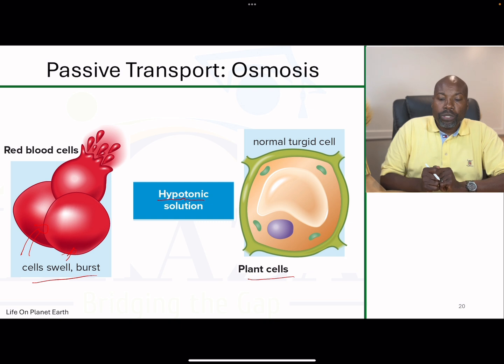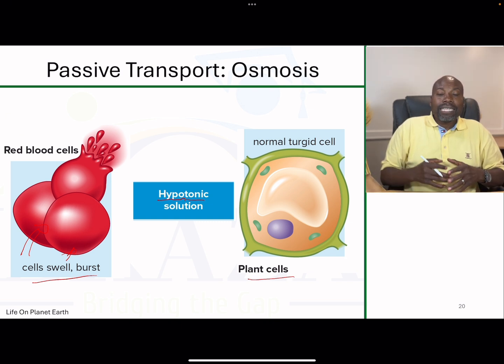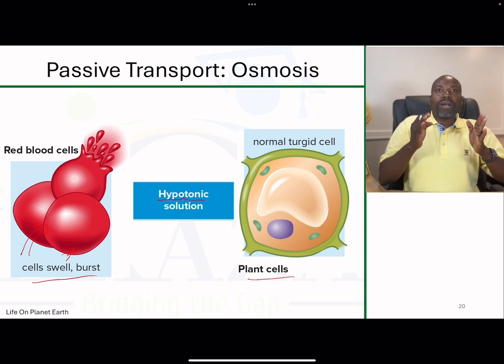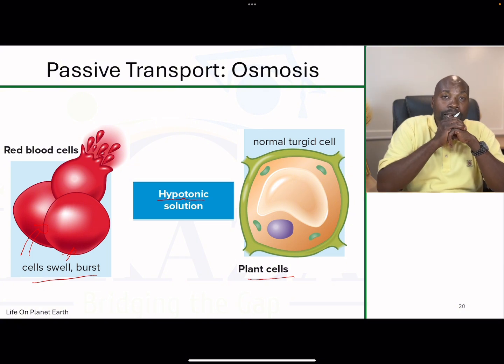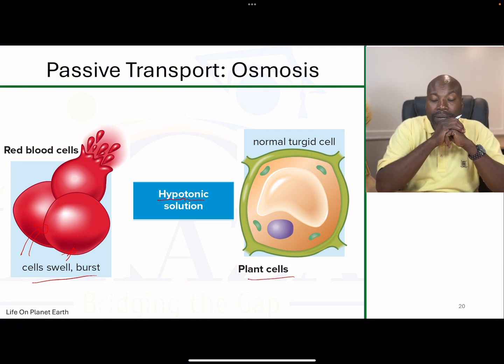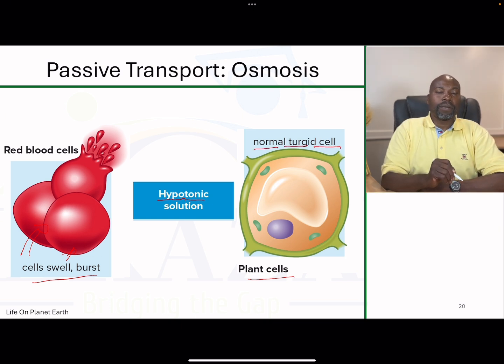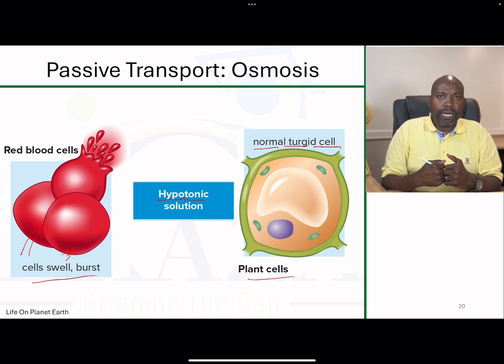but these cells are not going to burst. Rather, these cells are going to be very inflated. That inflation of the cell is going to cause plant cells to be stiff, right? Upright, a very healthy plant, right? This is actually the ideal situation for most plants, right? That's why we have here that the cell is in the normal turgid cell position, right? Now, this is in a hypotonic environment.